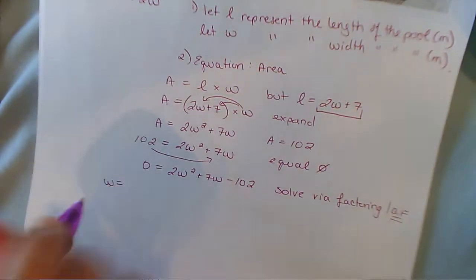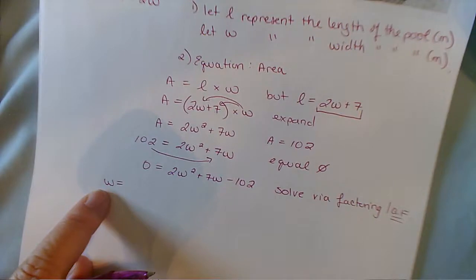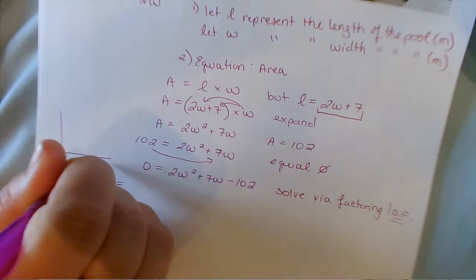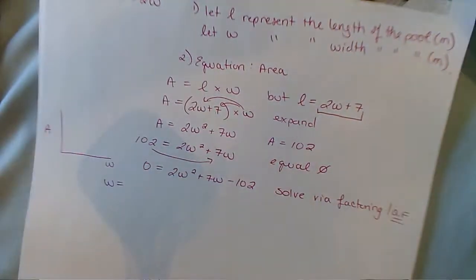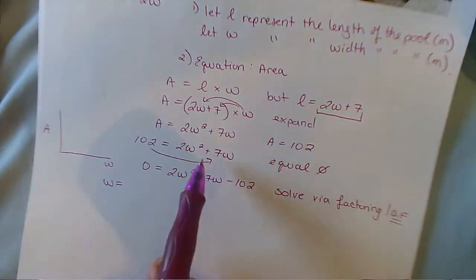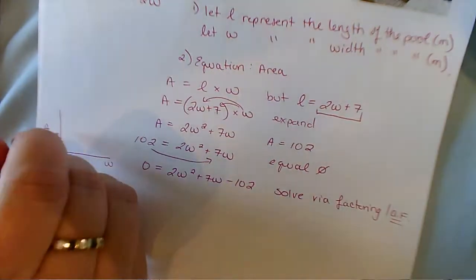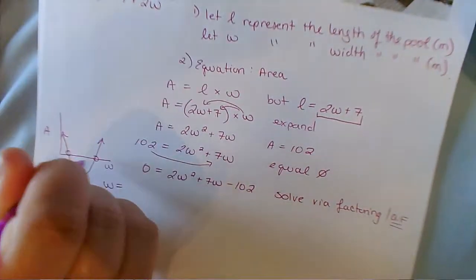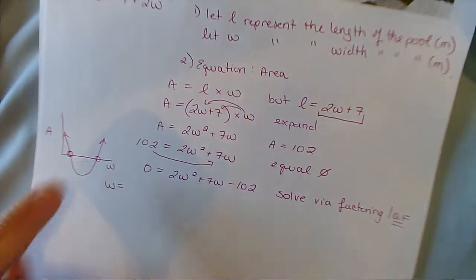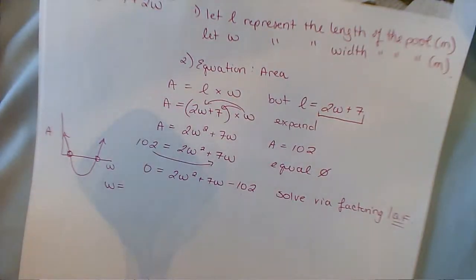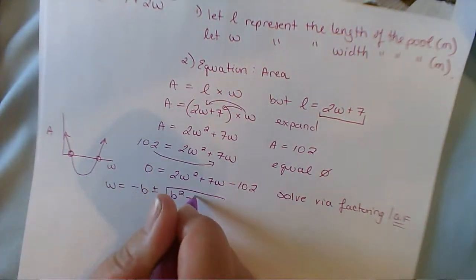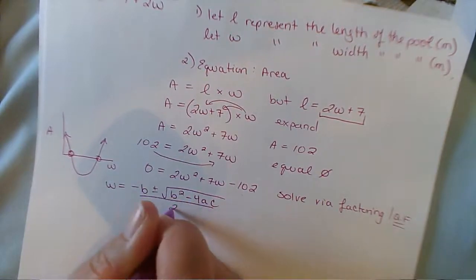So W equals, again, it starts with W equals because there's no X in this equation. We're looking for the W intercepts. So again, if you're picturing a graph, it's W on the X-axis, area on the Y-axis. This is a parabola that opens up. So we're looking for something like this, right? We're looking for these two numbers, those X intercepts, which are now called W intercepts because it represents width. So negative b plus or minus the square root of b squared minus 4ac all over 2a.